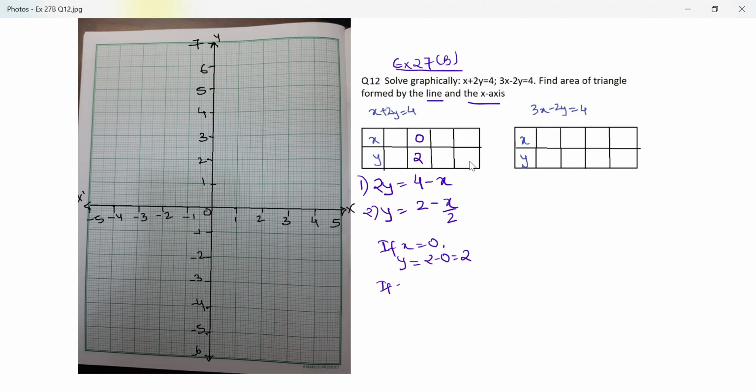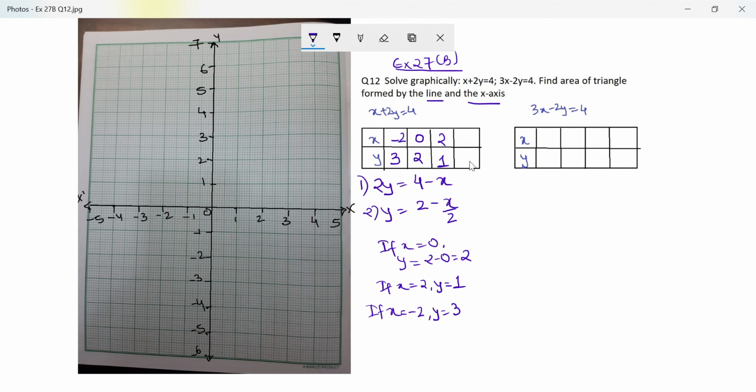Next, if x is equal to 2, y would be equal to 2 minus 2 upon 2, that's 2 minus 1, which is 1. So 2 and 1. Let's take one negative value. If x is equal to negative 2, then y will be equal to 2 minus negative 2 upon 2, that's 2 plus 1, which is 3. So if this is negative 2, this is 3.